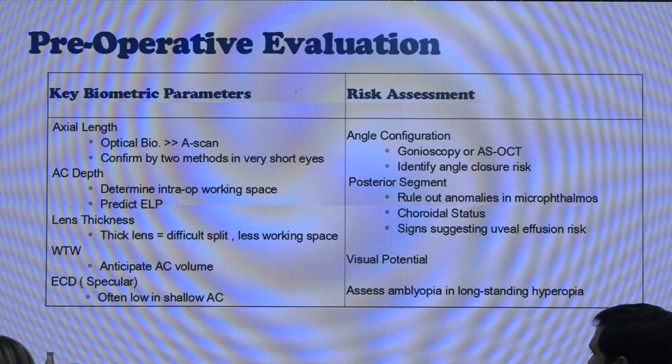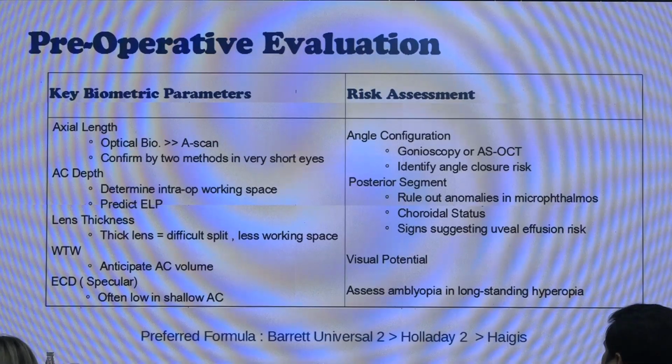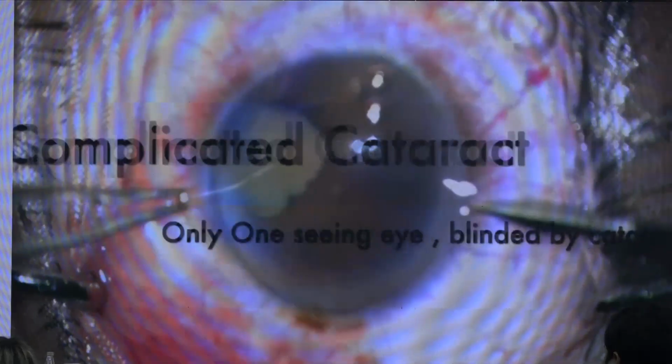The other risk assessment of angle closure and the risk of choroidal effusion should be assessed. Visual potential and amblyopia are common, so visual potential should be assessed. The preferred formula nowadays is Barrett's Universal 2, better than Holladay 2 and Haigis.